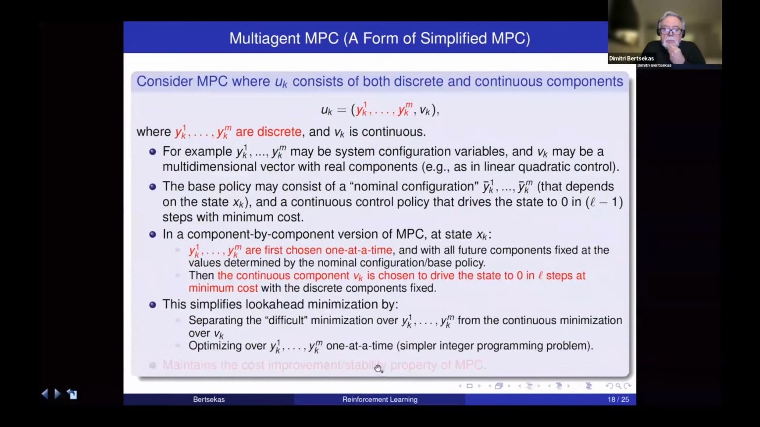So that's, in a nutshell, the idea here, making the look-ahead minimization simpler by separating the components and treating them one at a time. And the stability property and the cost improvement property of MPC is maintained because multi-agent rollout has a cost improvement property, and it's also a simplified form of rollout, a simplified form of MPC.